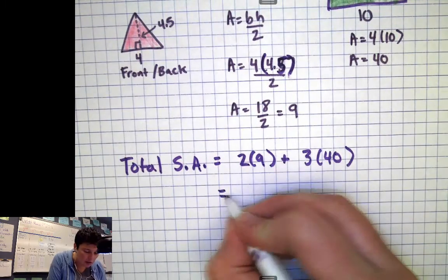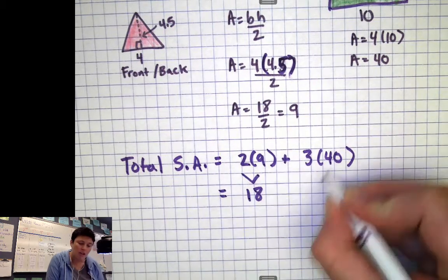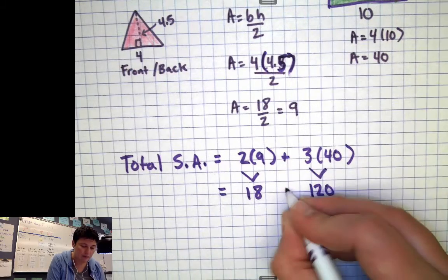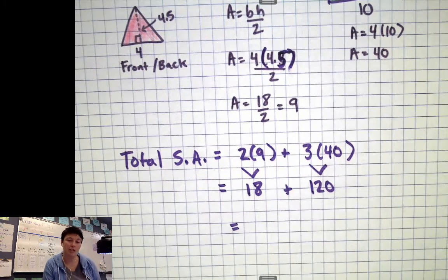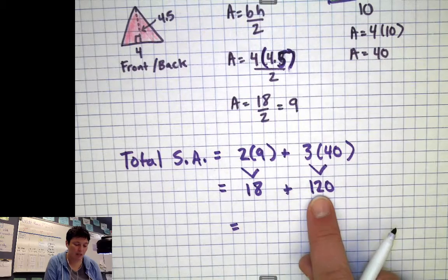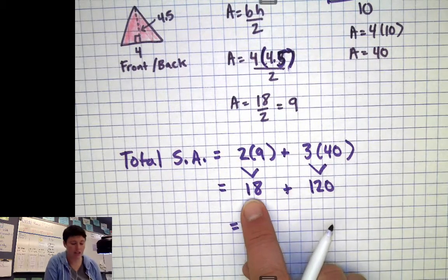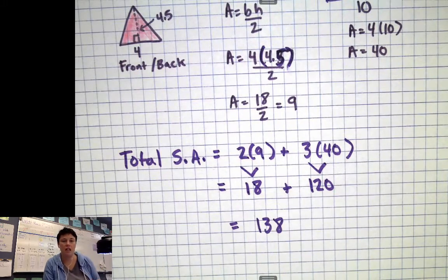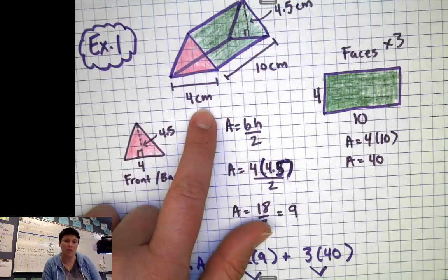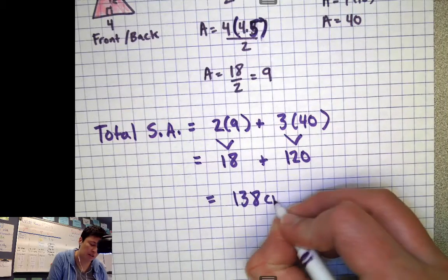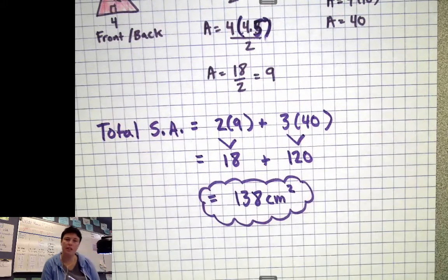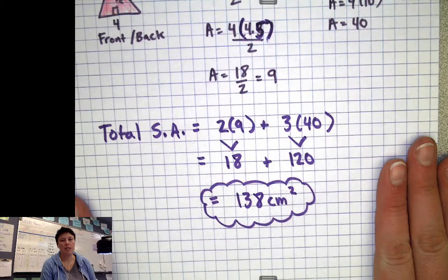So let's see here. 2 times 9 is 18. 3 times 4 is 12, so with a 0 it's 120. So I'm going to add up 18 plus 120. Well, 120 plus 10 more is 130, plus 8 is 138. So my total surface area is 138, and I think we were measuring in centimeters, so I get to write centimeters squared. And we've got our answer. That was nice. We didn't really need a calculator too much on that one. So final answer, 138 centimeters squared.